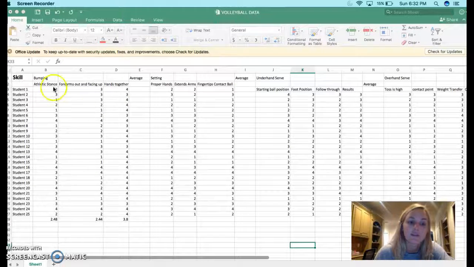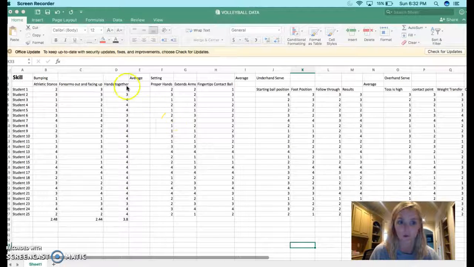I will use this data to design a lesson based on their needs. Hands together is something that the students did pretty well, as you can see, so I wouldn't spend a lot of time talking about that. For bumping, I would talk about forearms facing out, and I would talk about athletic stance. These are things that need work, so those are the things that we would go over. We don't need to go over hands together, so I don't need to waste my time unless it's just something I notice that's happening a lot.